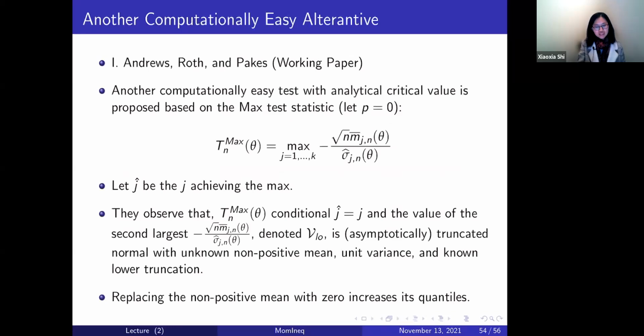And there is another computationally easy alternative in Andrews, Rath, and Pecos, also a working paper. This other test also, one version of it, doesn't use a simulated critical value. It uses the max statistic, the max of the violation of each of the sample moments.